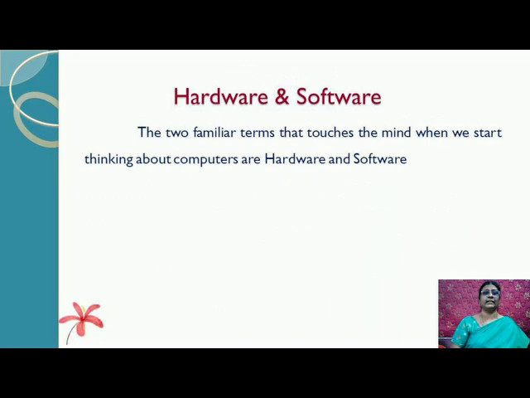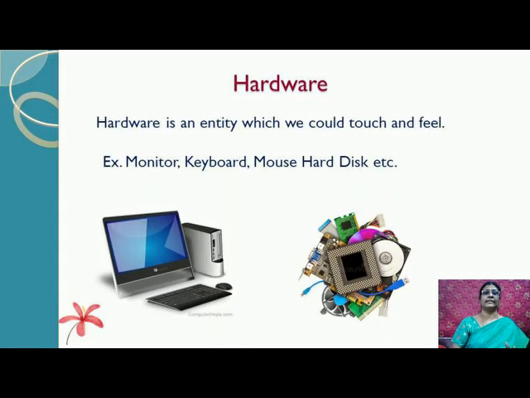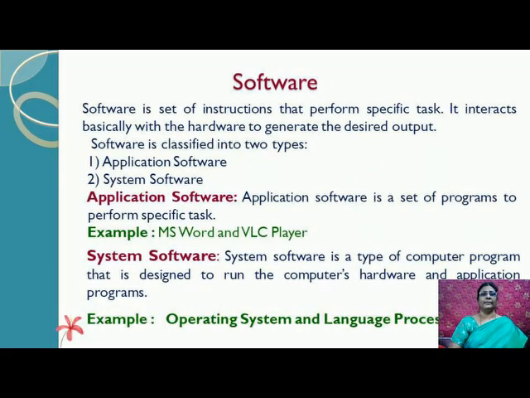I would like to explain the two terms, hardware and software, before going into detail. As far as hardware is concerned, it is an entity which we can touch and feel. Example: monitor, keyboard, mouse and hard disk, etc. Coming to software, software is the set of instructions that perform specific tasks. It interacts with the hardware and produces the desired output. Software is classified into two types: one we call application software, the other we call system software.